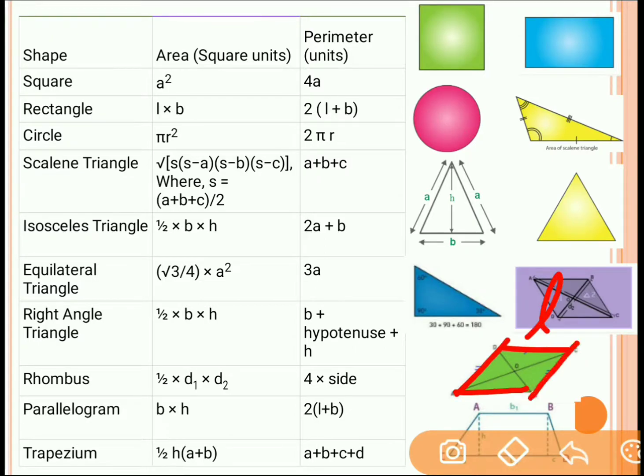Perimeter of the parallelogram: in this parallelogram, two sides of the same length are L and these two sides of the same length are B. So the perimeter of the parallelogram will be 2 times L plus 2 times B.